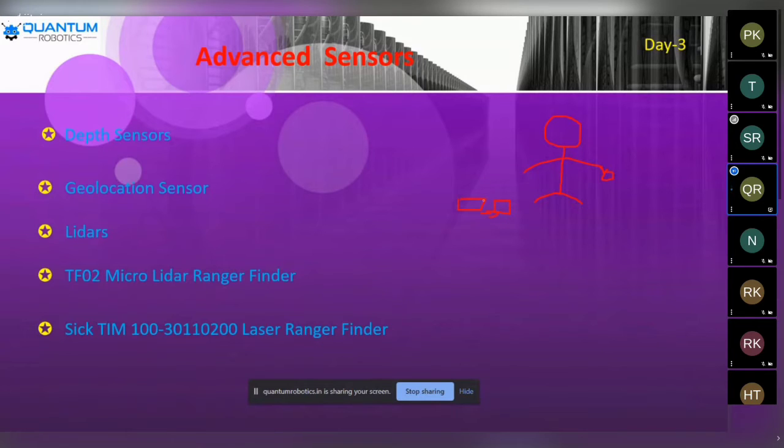And it has two pins, RX and TX. What do we mean by RX and TX? RX is receiver, TX is transmitter. The transmitter transmits the ultrasonic sound waves towards the front in a particular distance.